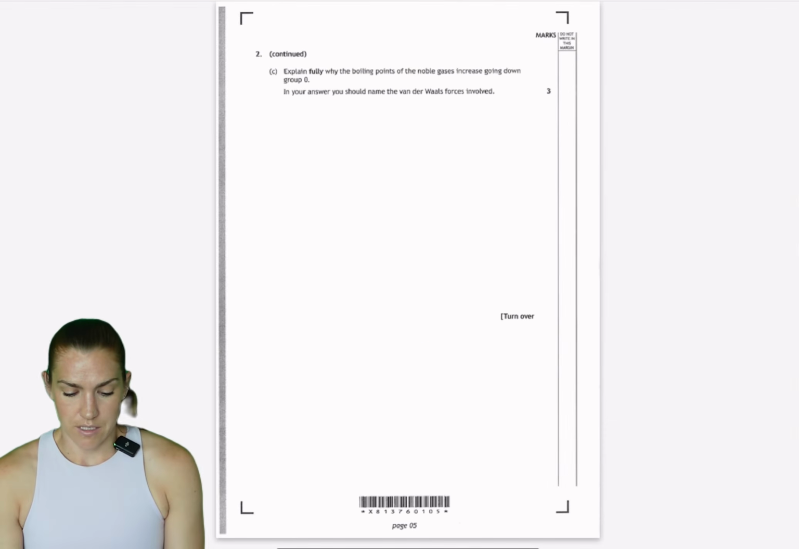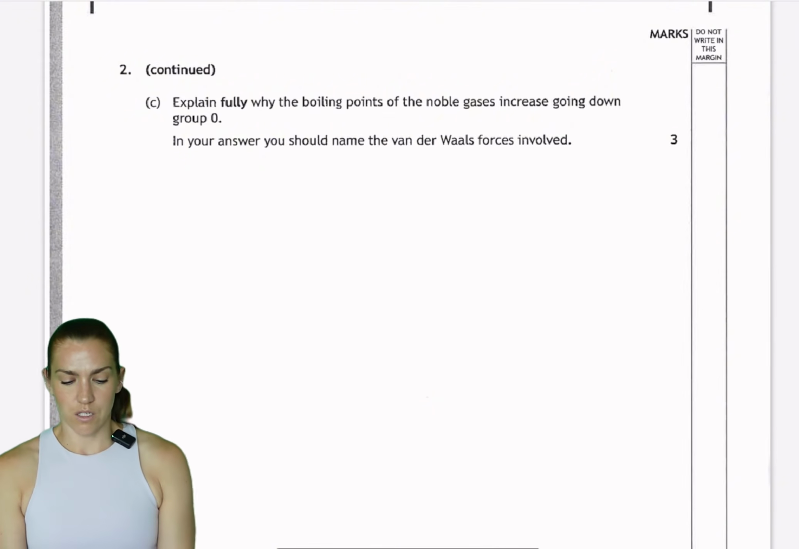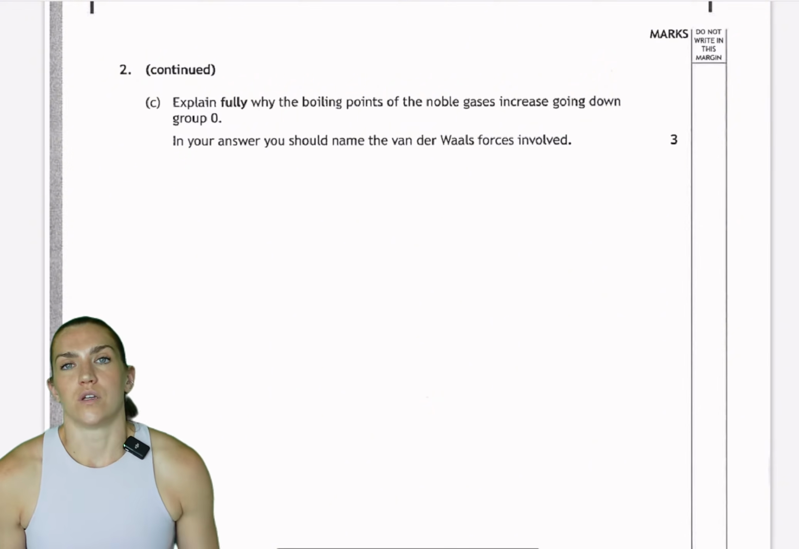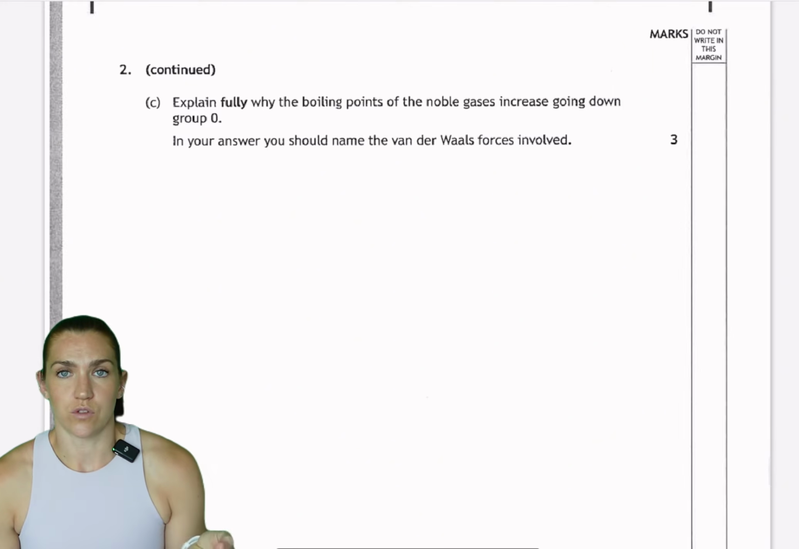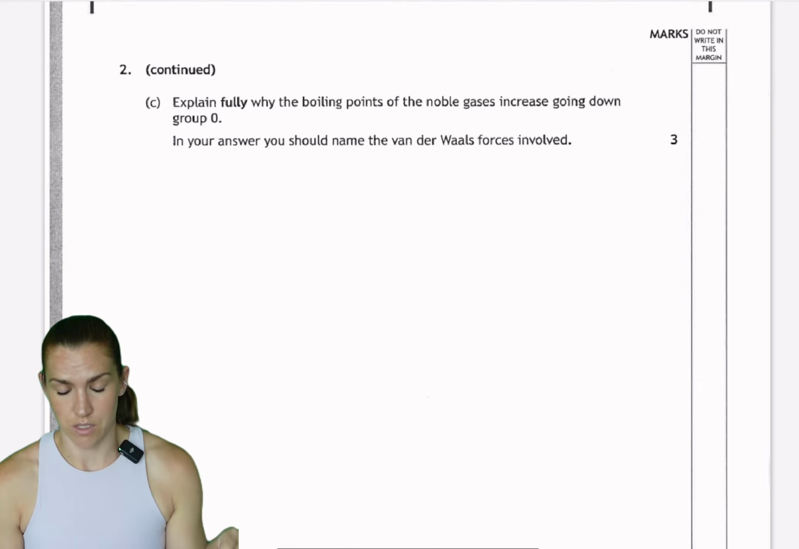So then part C, explain fully why the boiling points of noble gases increase going down group 0. In your answer you should name the van der Waals forces involved. So with the noble gases, they have London dispersion forces. Even though they don't have any covalent bonds between their atoms, they'll still have London dispersion forces because they still have electrons that can become unevenly distributed.